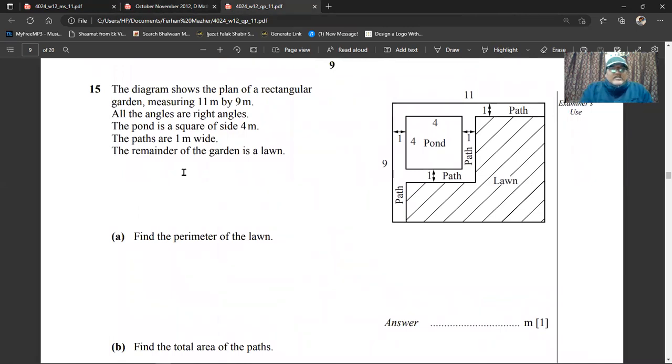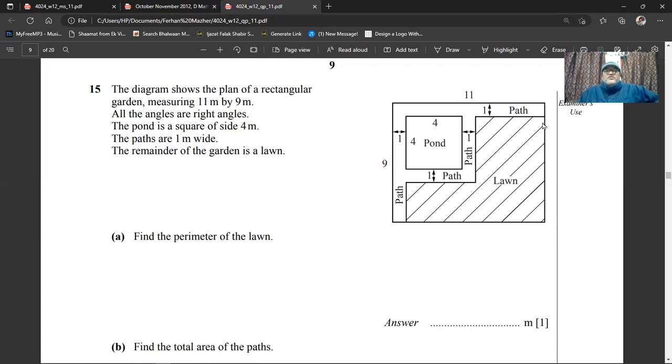Okay, the question number 15, the diagram shows the plan of a rectangular garden measuring 11 meter by 9 meter. All the angles are right angles. The pond is a square of side 4 meter. The paths are 1 meter wide. The remainder of the garden is a lawn. Okay, so find the perimeter of the lawn. Okay, so the perimeter of the lawn will be this line, this line, this line, this line, and this line, and this line. Okay, so that will be the perimeter.